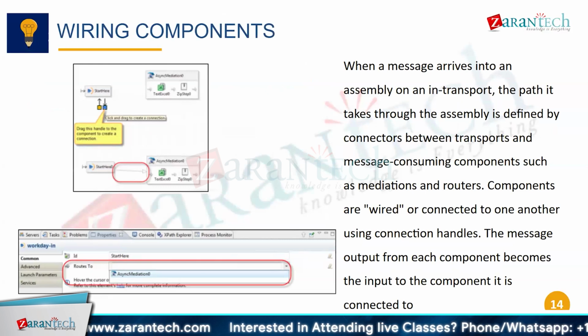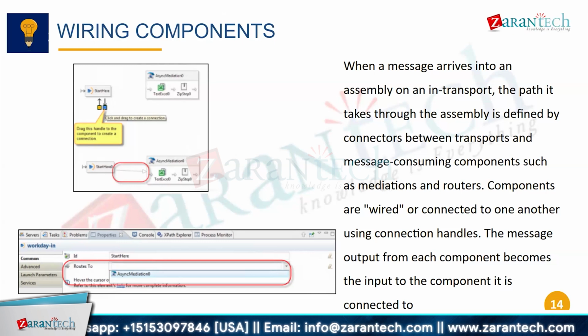Sorry, the message arrives into assembly. When in transport, the path it takes through the assembly is defined by connectors between transport and message consuming components, such as mediations and routers. Components are wired or connected to one another using connection handles. The messages output from each component becomes the input to the component it is connected to.